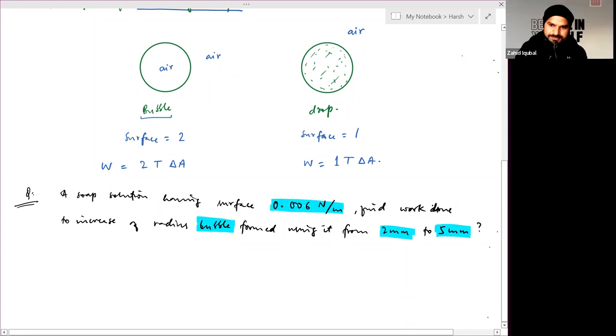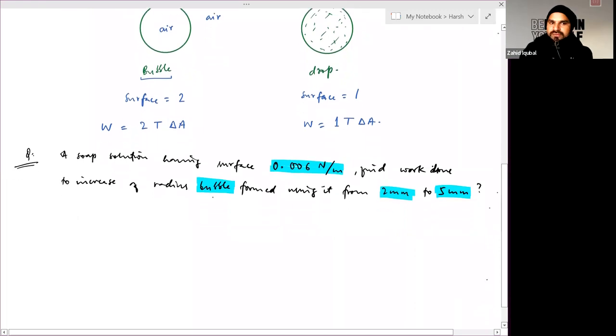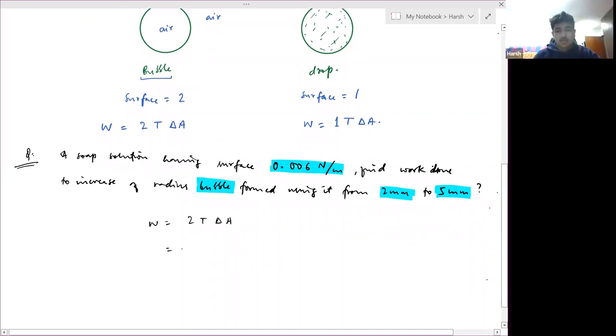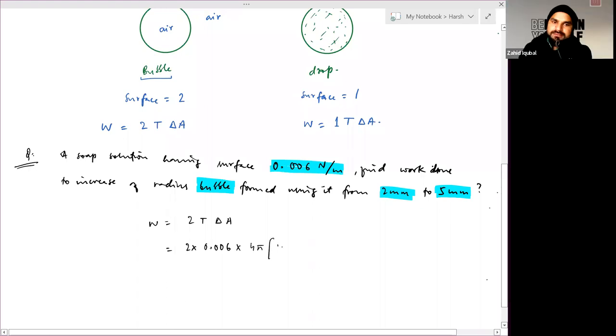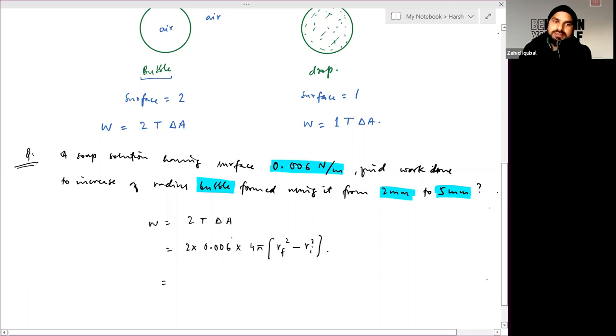Yes, I'm getting 0.036. Since we have to calculate for bubble, we use this first formula. So work done equals 2 times T delta A. So 2 T, T is surface tension, that is 0.006. Change in area will be 4 pi times final radius square minus initial radius square. Why is it 4 pi? Since it is a sphere. So just multiply it. So 2 into 6, or just take decimal.